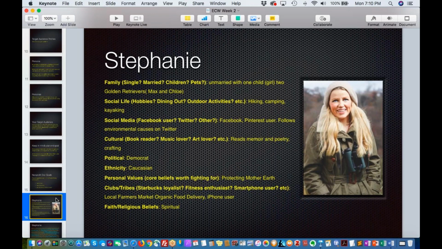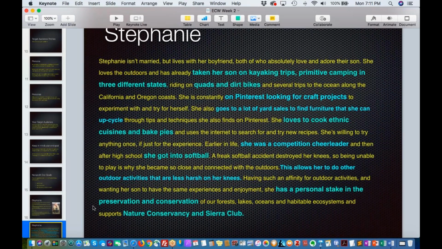She's a book reader, but she doesn't just read books. She reads specific types of books. She reads memoir and poetry. That says something specific about who she is. So when you're working on your personas, you want to make sure you're digging really deep into these details.